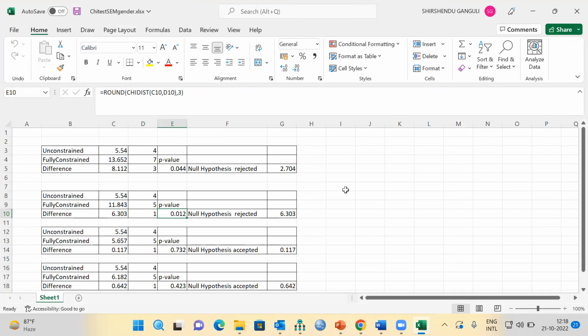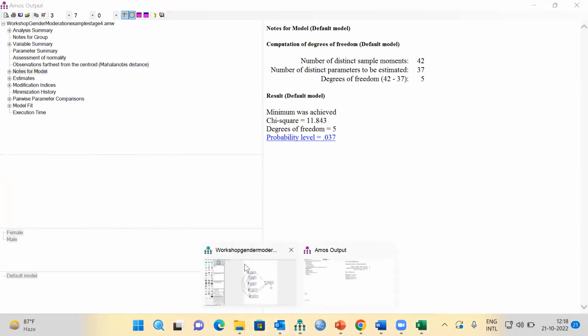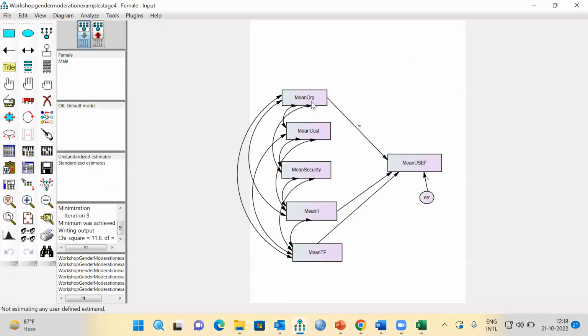That means this path is significant. So moderation effect is present in this path, that is, from organization information to usefulness. This path is significant.